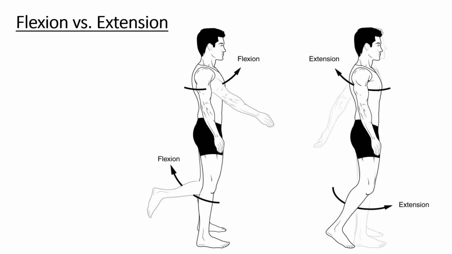So let's look at some examples here, all right? So flexion, bringing this up towards you, flexing your muscles, like so, decreasing the angle, all right? Whereas extension, extending out. Okay, so this is just a picture showing flexion and extension relative to both the arms and the legs.